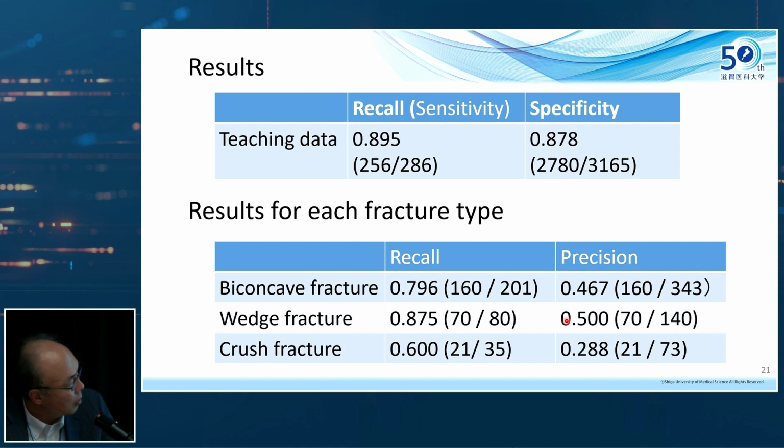Results for each fracture type: biconcave fracture is 0.8 and wedge fracture is 0.89. Crush fracture is a little difficult. The recall is 0.6.